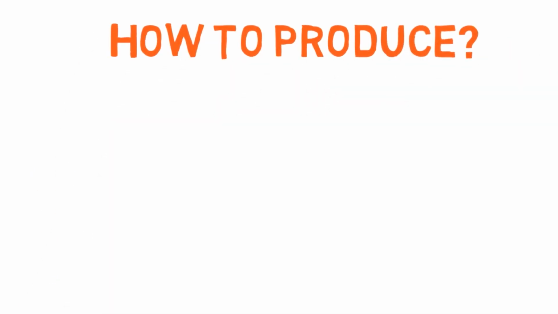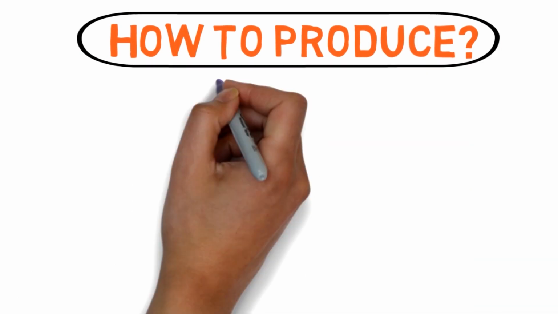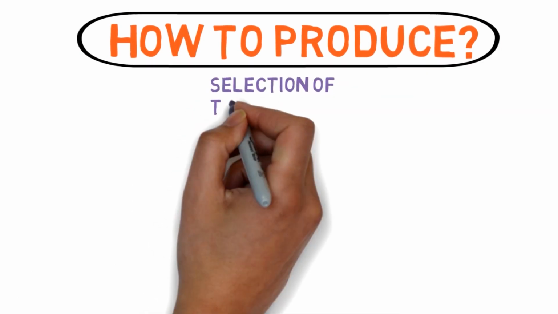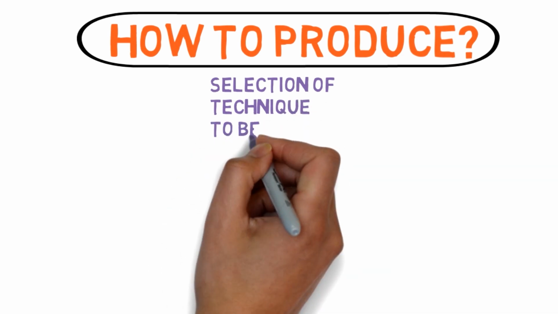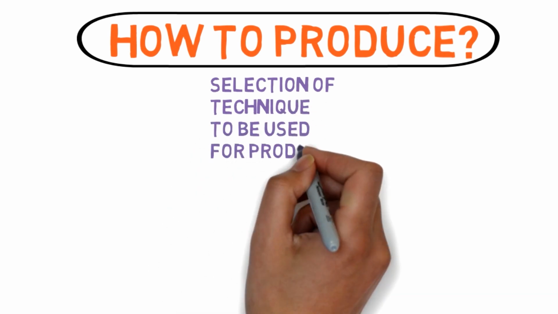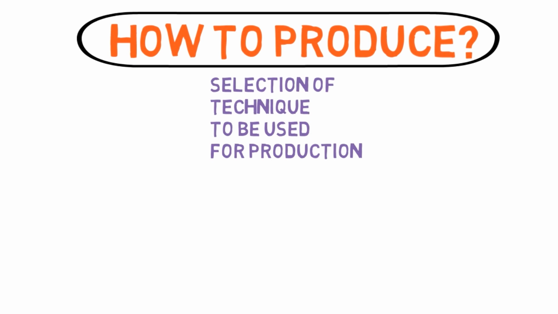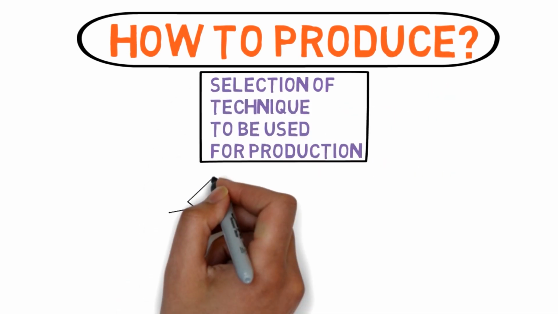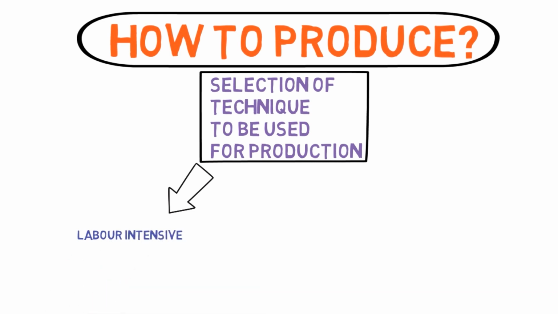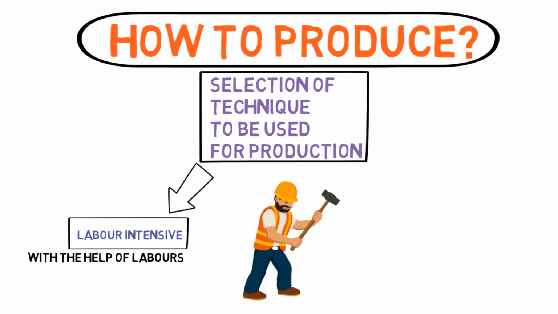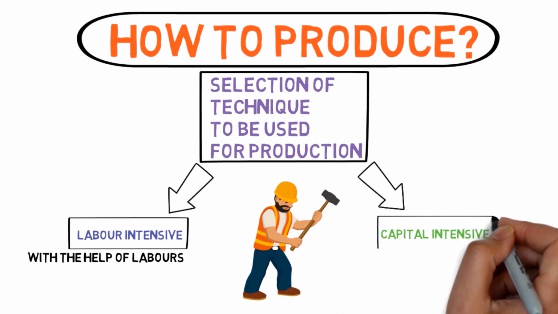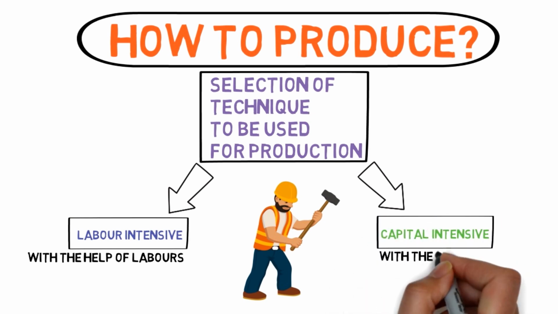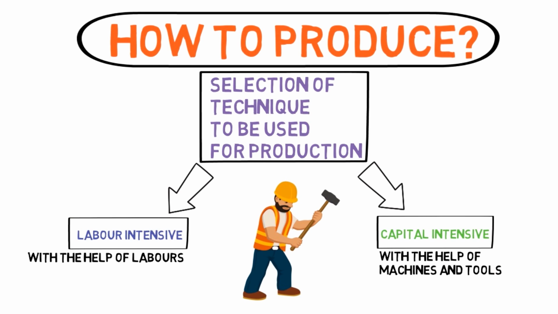The next problem is how to produce. It is a problem of selection of the technique to be used for the production of goods and services. The producer can use two techniques of production. The first technique is labor intensive. That means production with the help of laborers. Another technique is the capital intensive technique. That means production with the help of machines and tools.